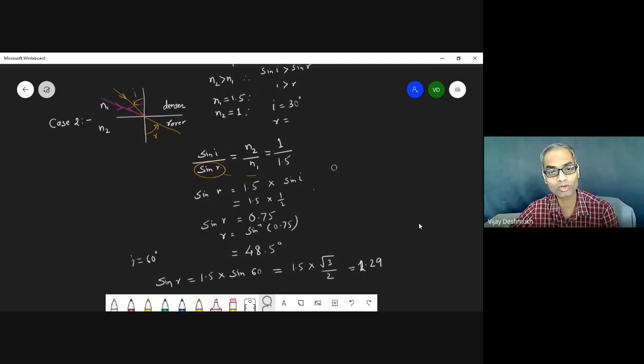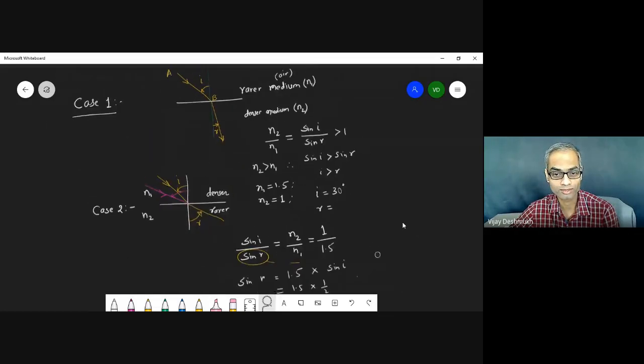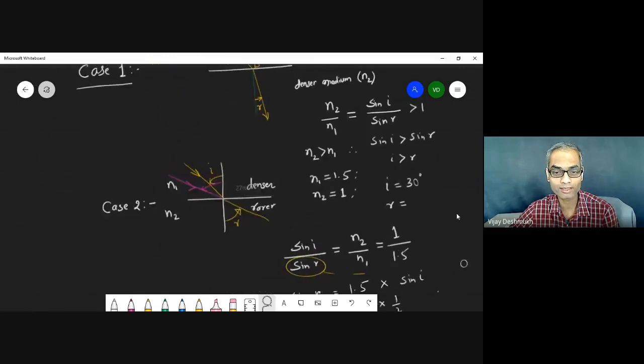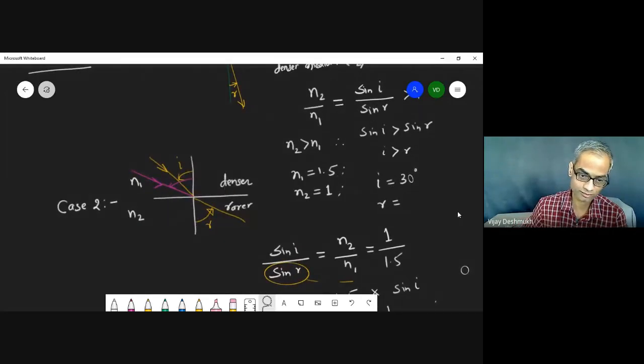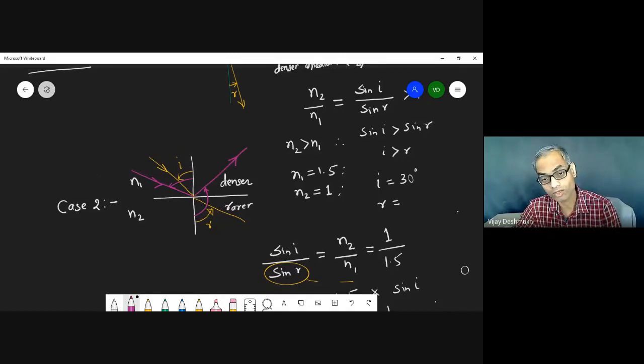Obviously this angle is more than 90 degree. So the angle will be more than 90 degree. Okay? Somewhere here. And therefore this light will go in this direction. Now remember, this is not reflection. The angle is more than 90 degree.